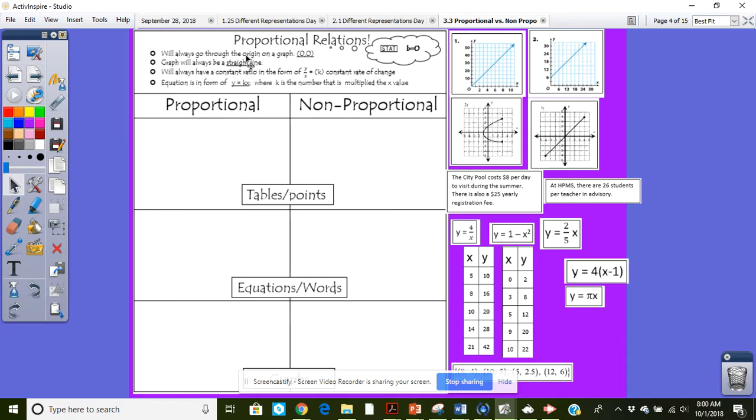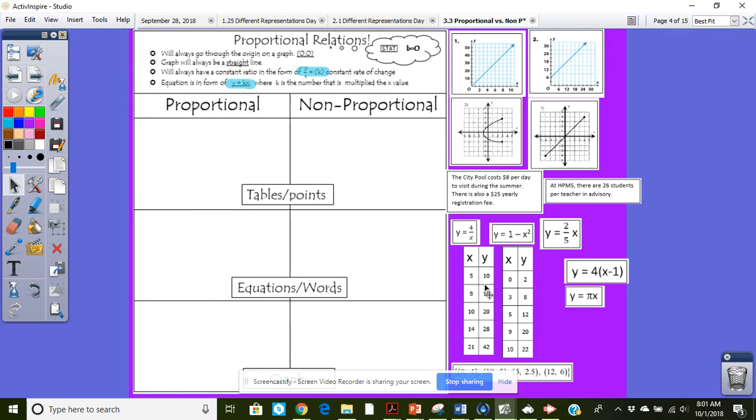On a graph, if they're proportional, they will always go through (0, 0). They will always go through the origin. When you graph them, they'll always be a straight line. So if there's a curve, then you can automatically eliminate that from being proportional. When you're looking at a table, they're always going to have a constant ratio in the form of y over x, and that's going to equal k. That k is the constant rate of change. It's your slope. And then equations are going to be in the form y equals kx, so there's nothing added or subtracted at the end.